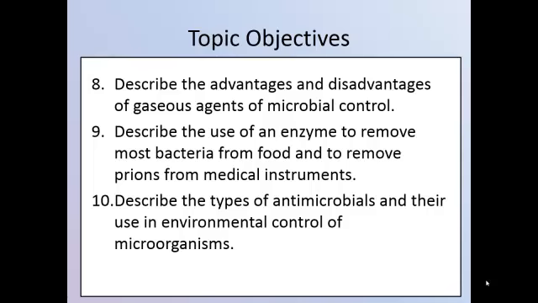Describe the advantages and disadvantages of gaseous agents of microbial control. Describe the use of an enzyme to remove most bacteria from food and to remove prions from medical instruments. Describe the types of antimicrobials and their use in environmental control of microorganisms.